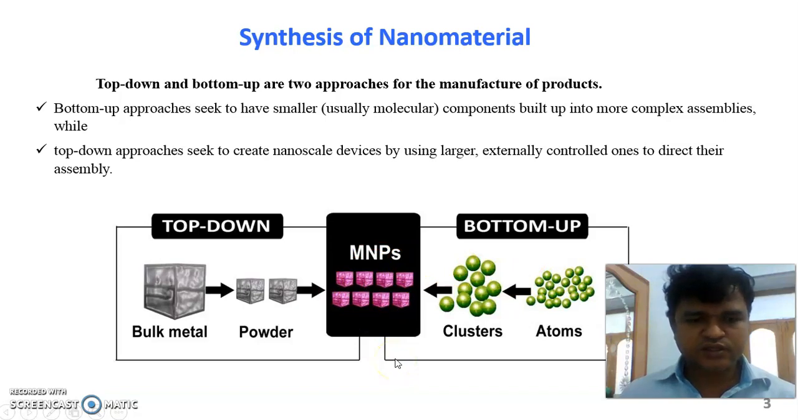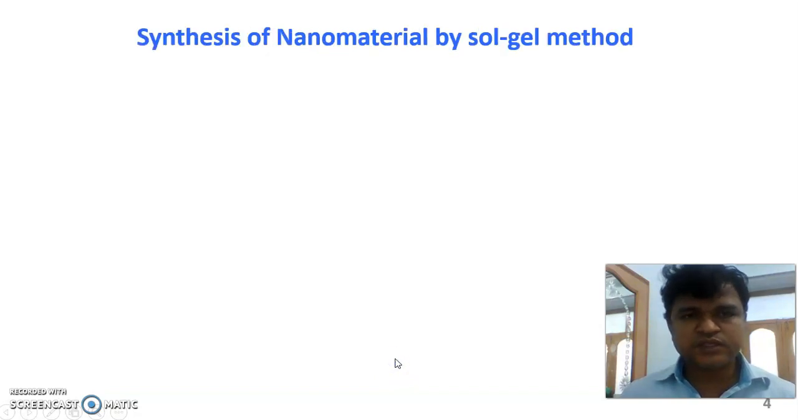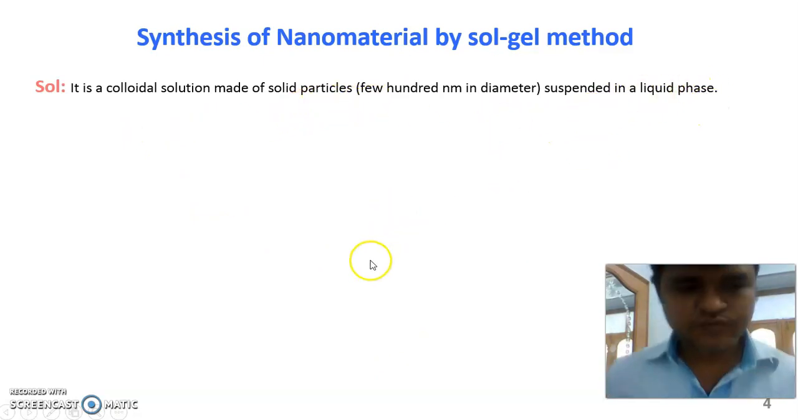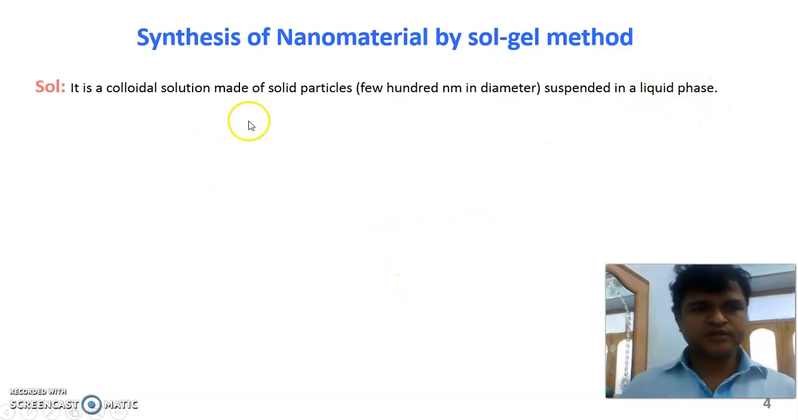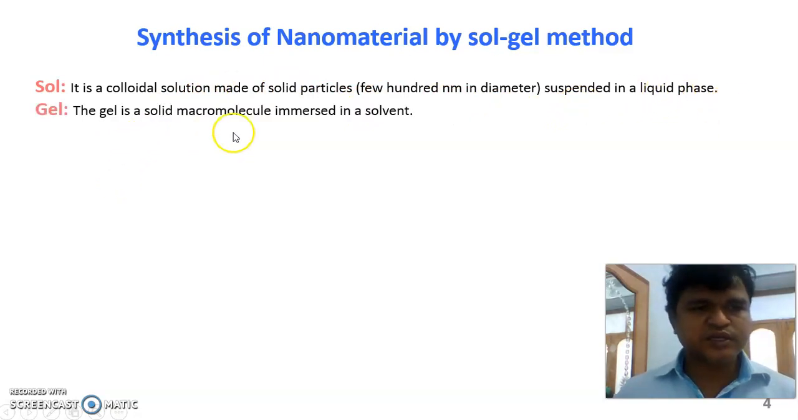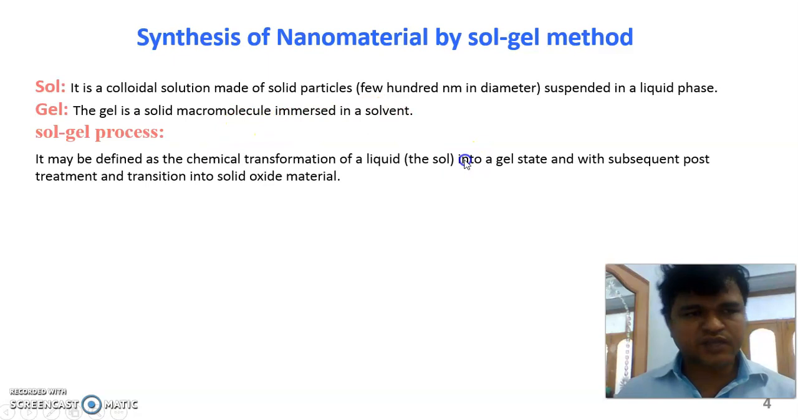Let us continue our explanation. Synthesis of nanomaterial by the Sol-Gel method. In this method, first we need to know what a Sol is. Sol is nothing but a colloidal solution made up of solid particles suspended in a liquid phase. A gel is a solid macromolecule immersed in a solvent.